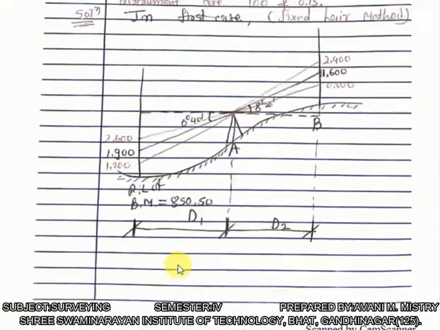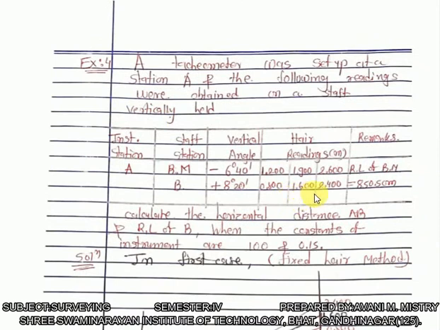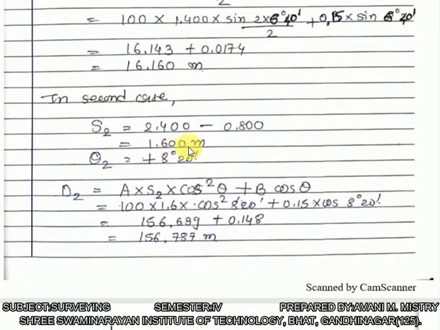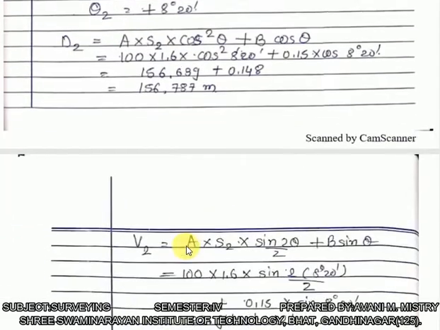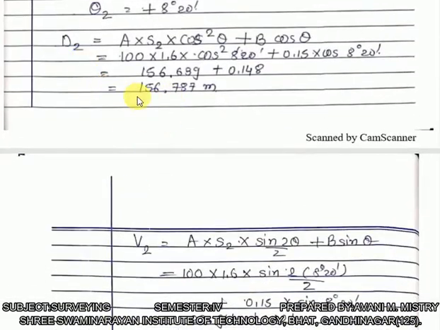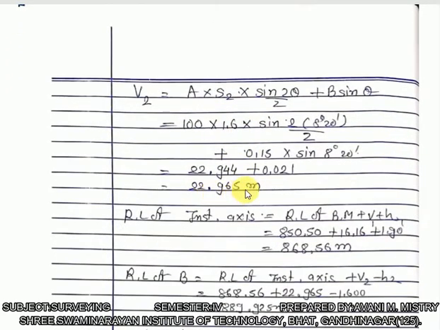For the second case, we find out the value of S2. The value of S2 is the upper hair reading minus lower hair reading, that is 2.400 minus 0.800. So we get the value of S2 is equal to 1.600 meter. We have the value of theta 2 is equal to 8 degree 20 minute. Put all these values in the equations for D and V, and we get D2 is equal to 156.787 meter and V2 is equal to 22.965 meter.